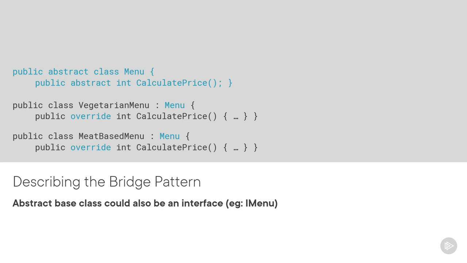Now imagine that we're introducing something new, a coupon. One that offers a €1 discount, another one that offers a €2 discount, and so on. These affect the price of both our menus, obviously. How do we implement that?